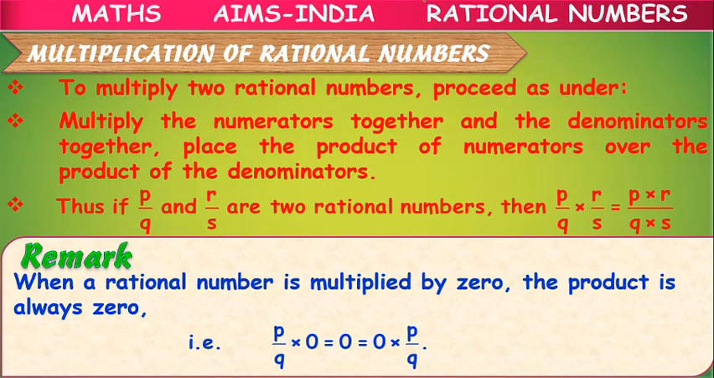Okay? That is about subtraction. So closure property is applicable for subtraction of rational numbers. But the commutative property and associative property are not applicable in the case of subtraction of rational numbers. Okay, children. Next, let's see another mathematical operation, multiplication of rational numbers.